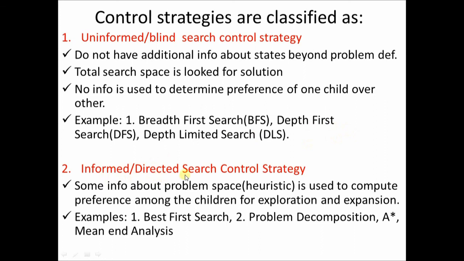Whereas informed or directed search control strategies are the ones wherein some information is available about the problem space. We call that a heuristic, and it is used to compute the preference among the children for exploration and expansion. The examples of these control strategies are best first search, problem decomposition, A star, and means-ends analysis. So that is it for today's lecture.